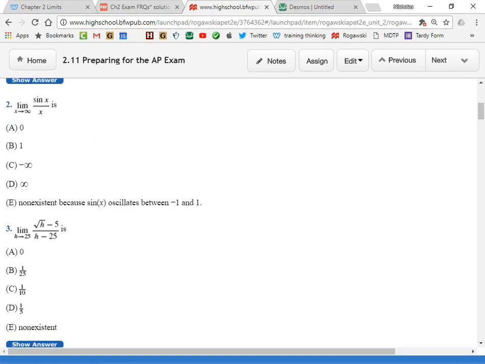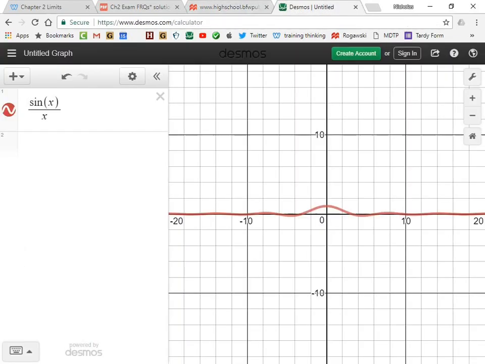Another way to think about this, which is how I thought about it right away, is the graph of sine x over x. This is a popular graph because they like to teach this to show you guys the squeeze theorem. Okay, if you look at the value right in the middle, we get undefined. You guys see that? It's undefined right in the middle. That's why they like to use this to teach the squeeze theorem.